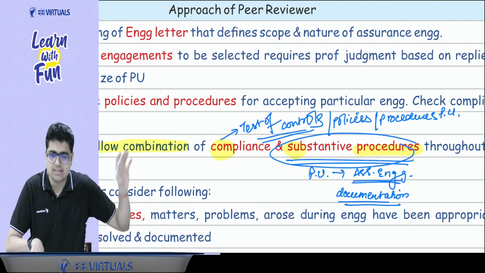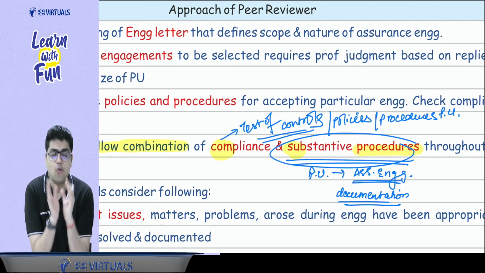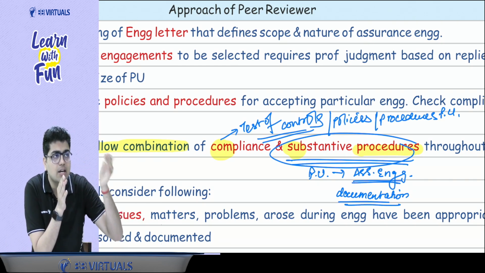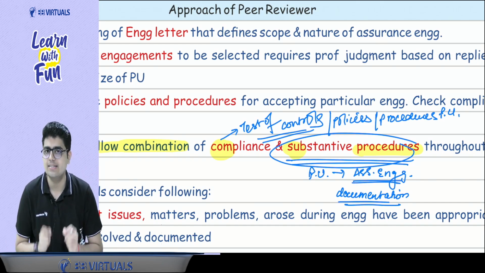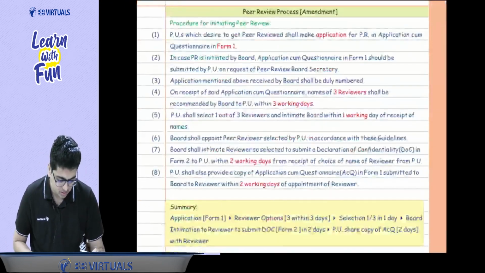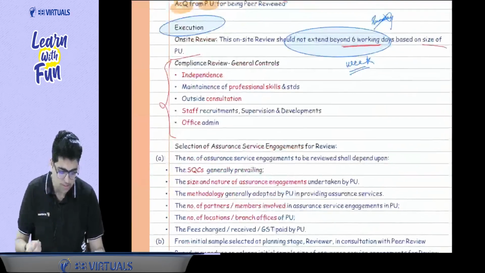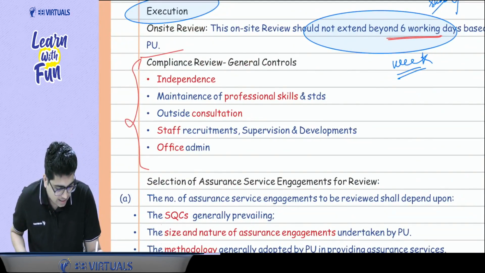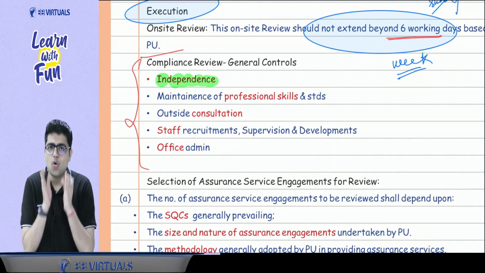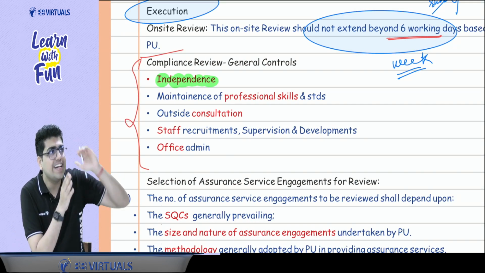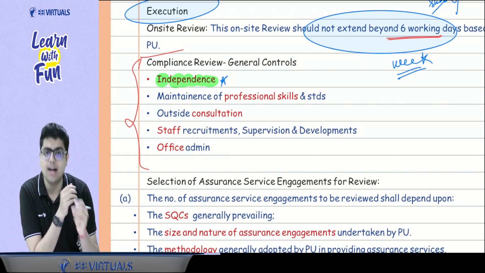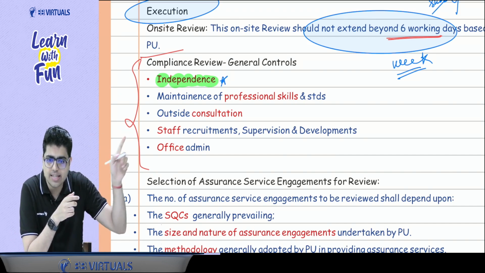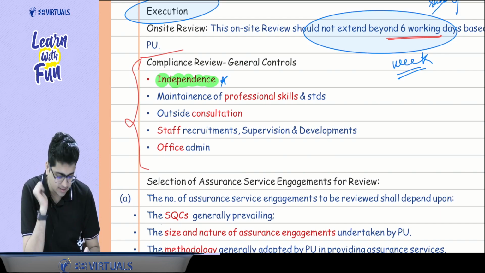So now we are discussing the test of controls. So what should be the general policies? What should be the general controls in a practicing unit? That is the topic that we are going to discuss right now. Sir, the general controls in a practicing unit should be regarding independence, SA 200, overall objective of independent auditor. So independence is one thing which is ultra important. So this thing should be taken care of by the practicing unit.